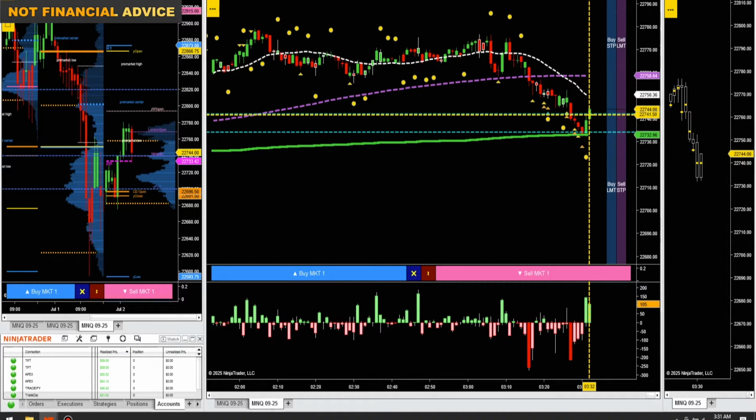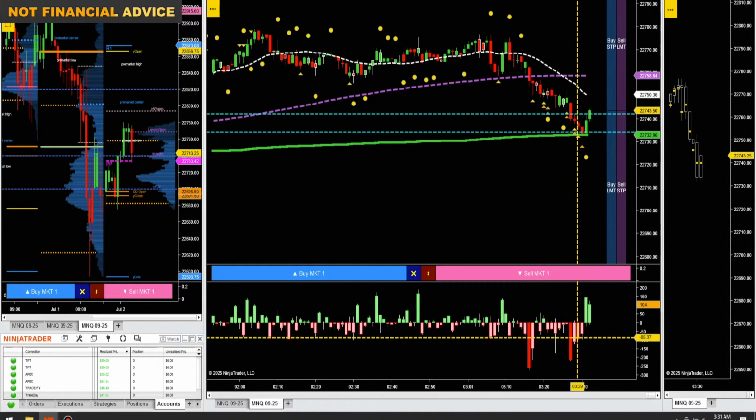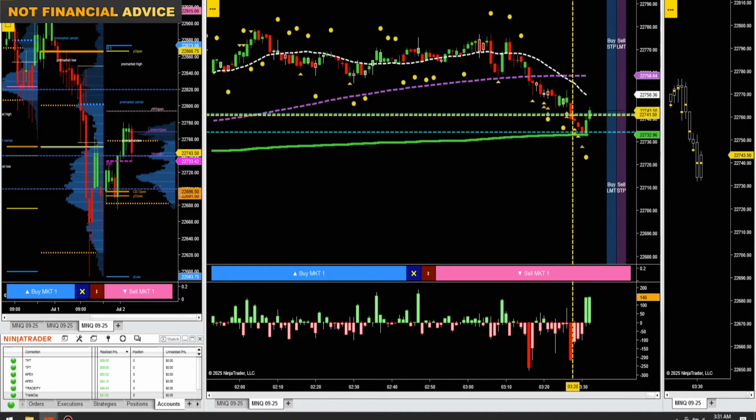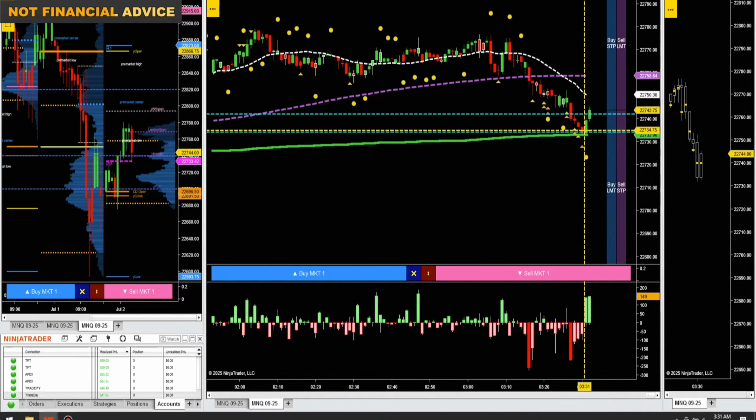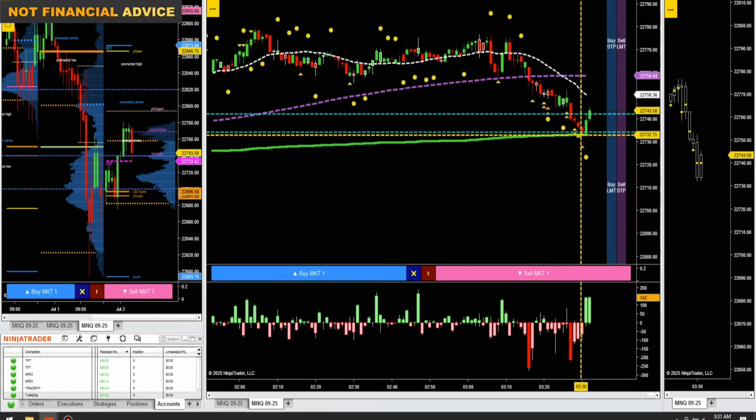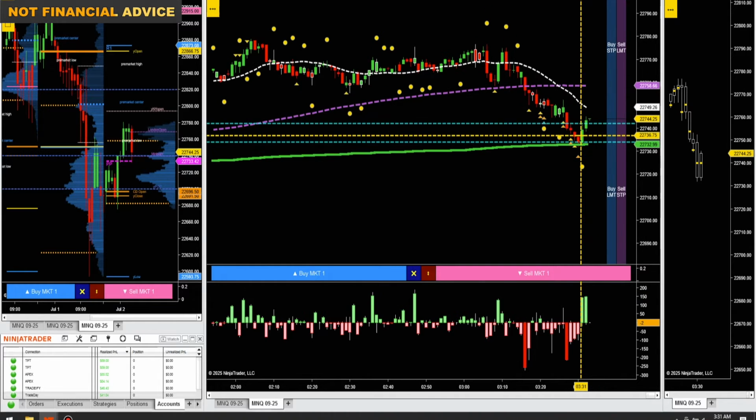We're popping up a little bit more. Had delta steadily rising here as we're coming down. You can see delta's just steadily rising. We popped up over 10 points off of the VWAP. Would have been a great place to get into a little long there.